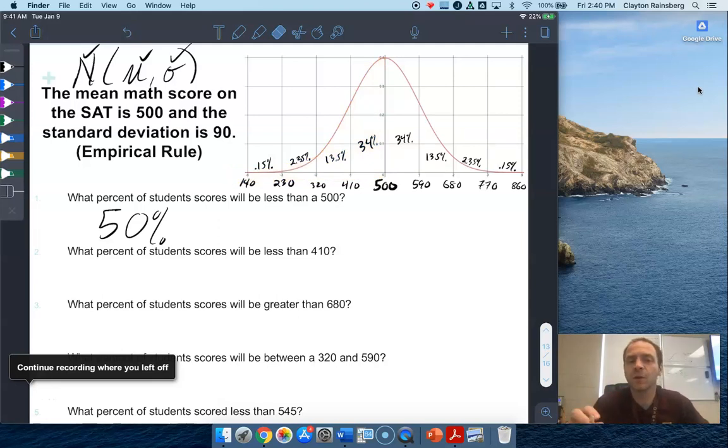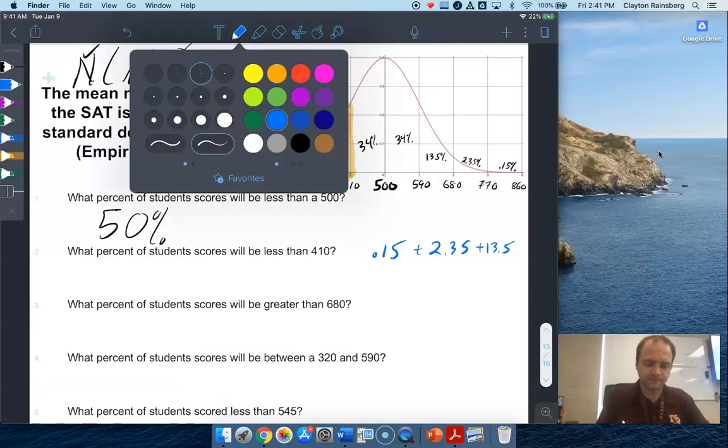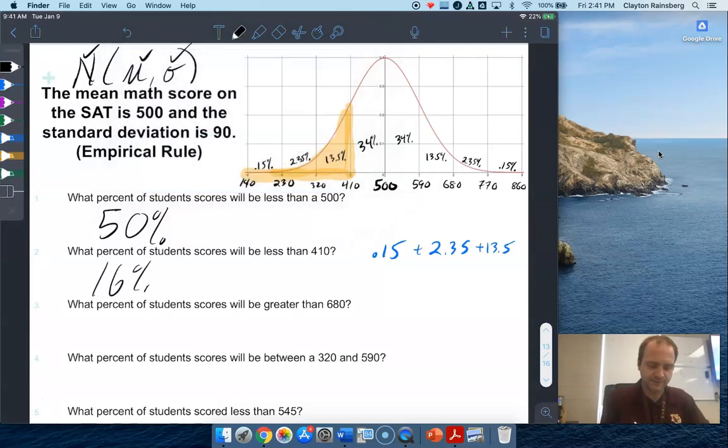What percent of students' scores will be less than 410? So again, I'm going to highlight. So here's 410. Boom, and I would shade after I graphed it. There we go. Well, in this case, I'm going to add. I'm going to take my 0.15. I'm going to add my 2.35. And I'm going to add the 13.5 on it. And when I add those, I am going to get 16%. So 16% have less than 410 as their score.